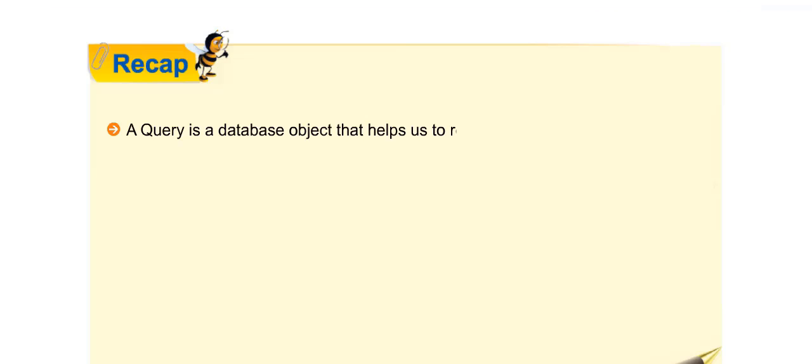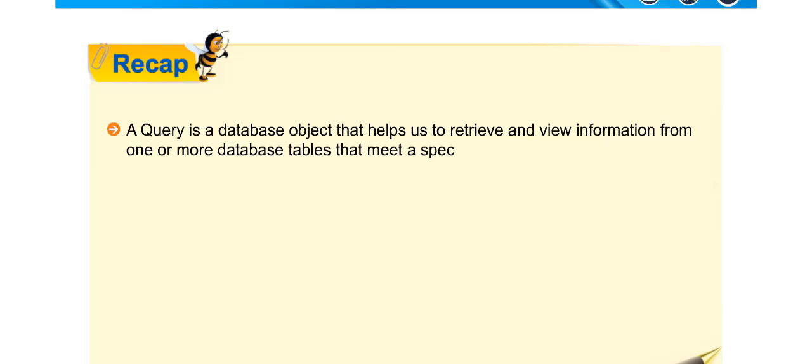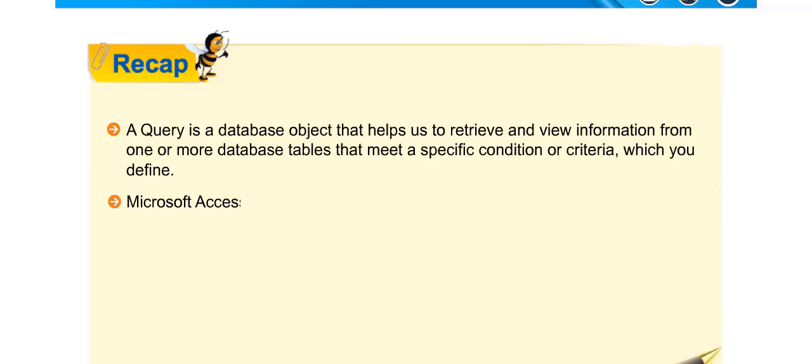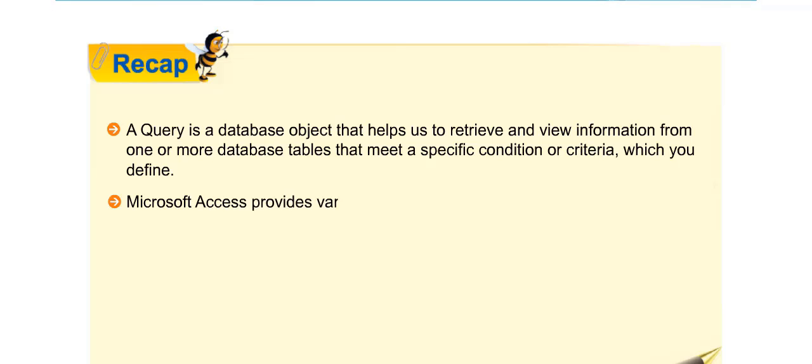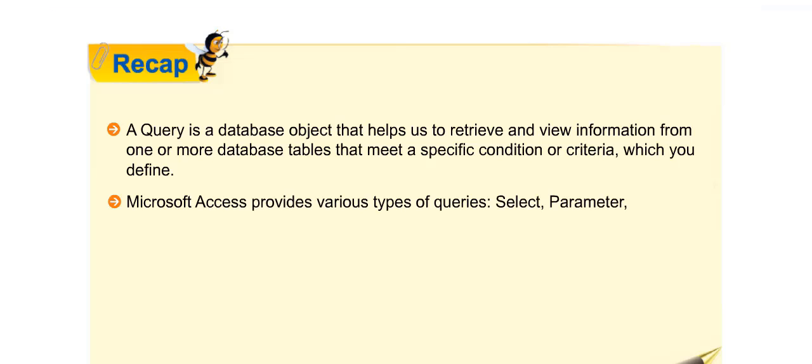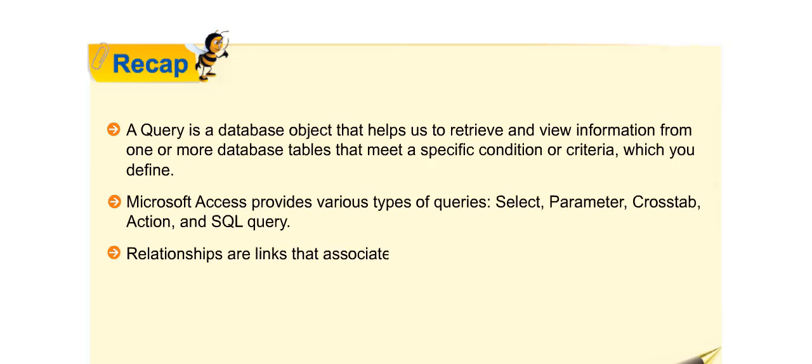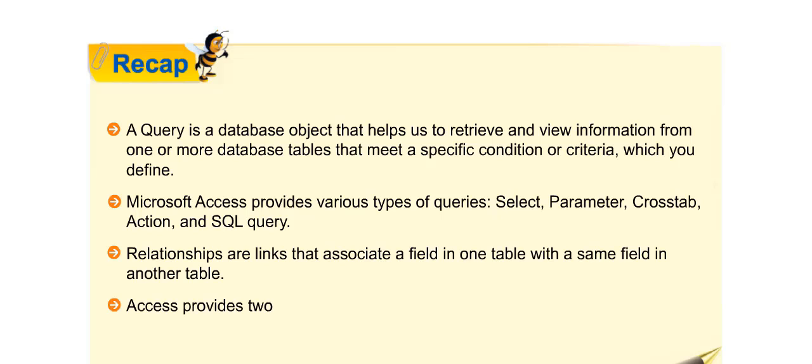A bit of a recap now. A query is a database object that helps us to retrieve and view information from one or more database tables that meet a specific condition or a criteria which you define. Now, here he's using a word retrieve. Retrieve means bring from the table, okay? Retrieve means getting the records. Then secondly, Microsoft Access provides various types of queries: select, parameter, cross tab, action, and SQL query. Relationships are links that associate a field in one table with the same field in another table. Remember, it should be the same field.